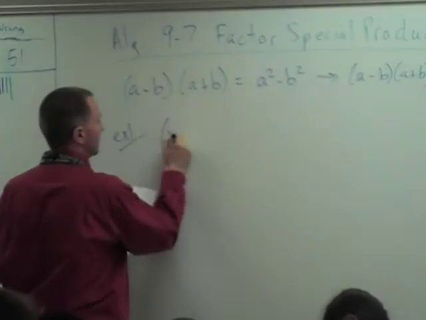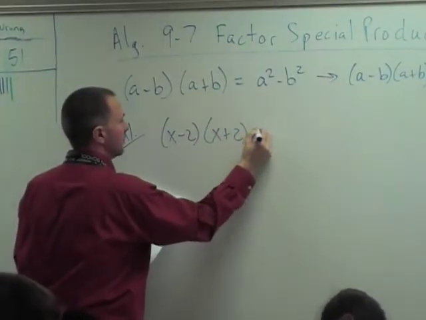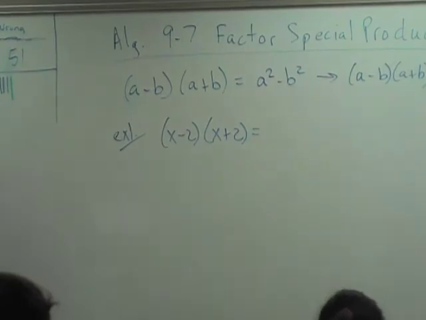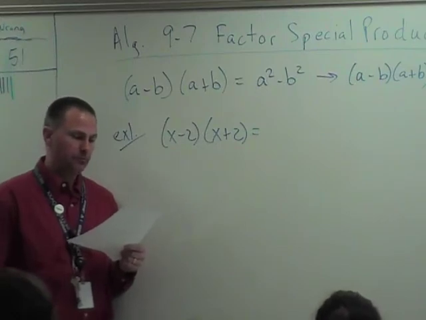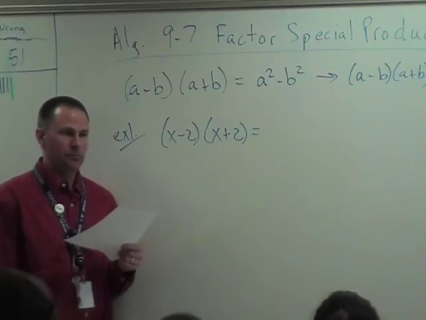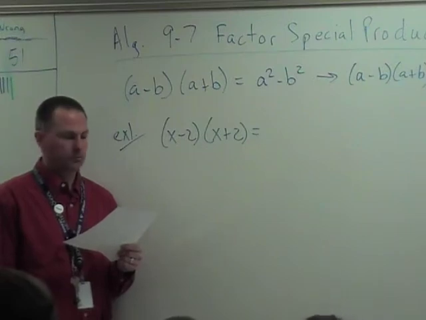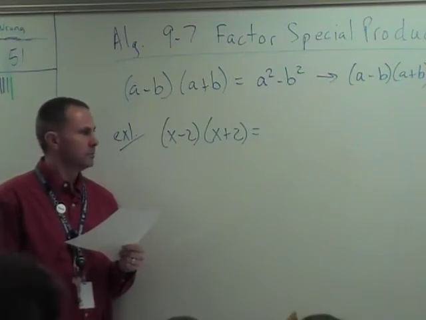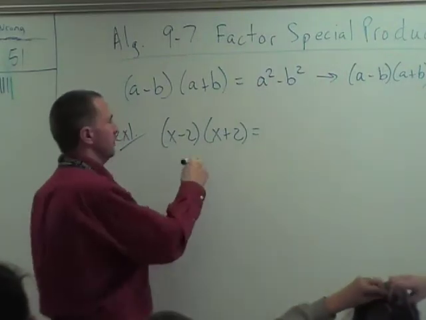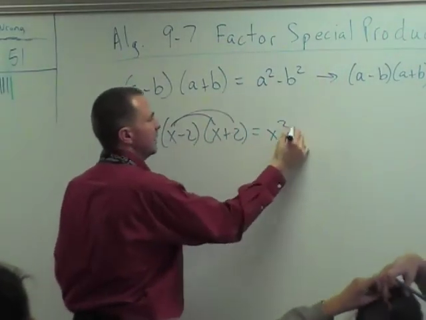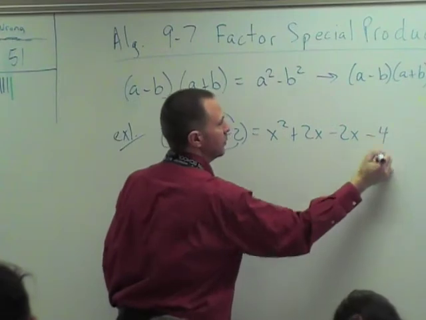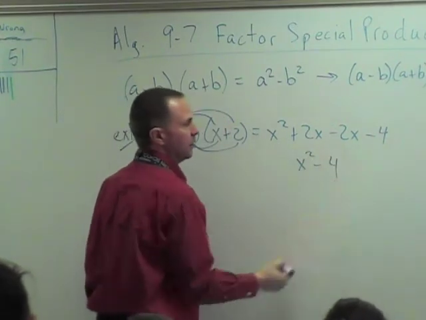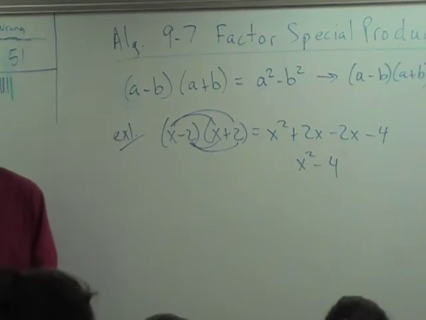Alright, so example 1, let's do this real quickly. x minus 2, x plus 2. So everybody knows what that equals, right? Yes. Alright, so I'll wait till everybody catches up. I'm going to work this out to show you. So that's x squared, that's positive 2x, that's negative 2x, that's minus 4. So that's x squared minus 4. The 2x and the negative 2x cancel, right?